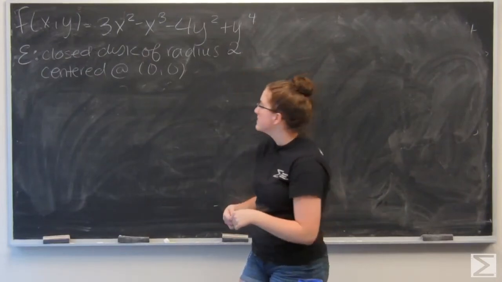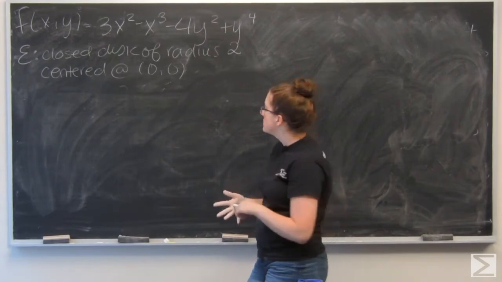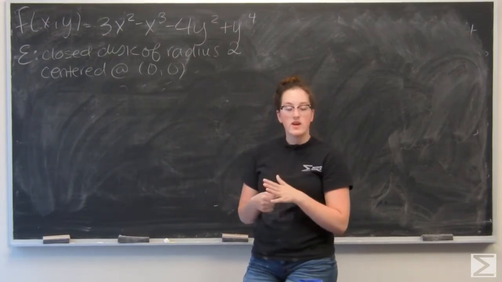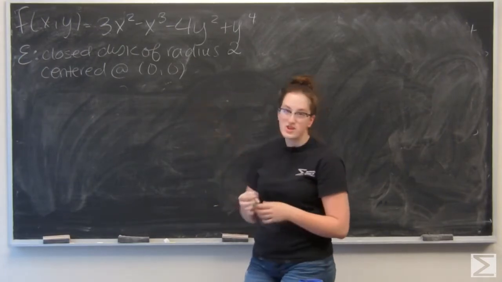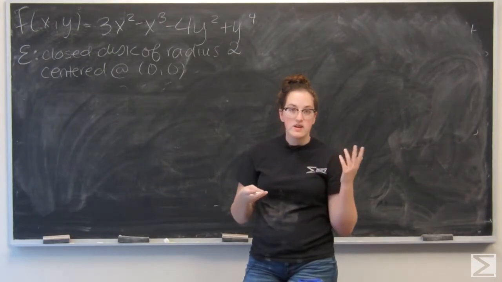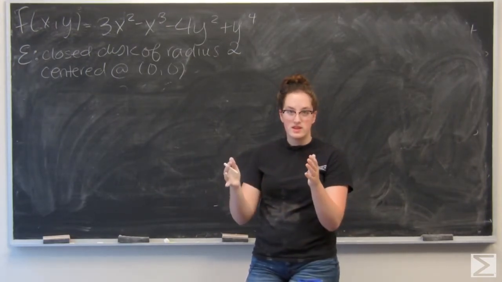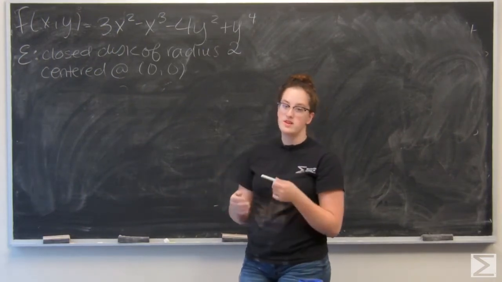For this question, I'm given a function f of x, y and E, which is a closed disk of radius 2 centered at (0, 0). And I want to find the maximum and minimum values of f on that region E, and then say where each of those values occurred. So basically find the points that are the extrema and then the function value at those points.